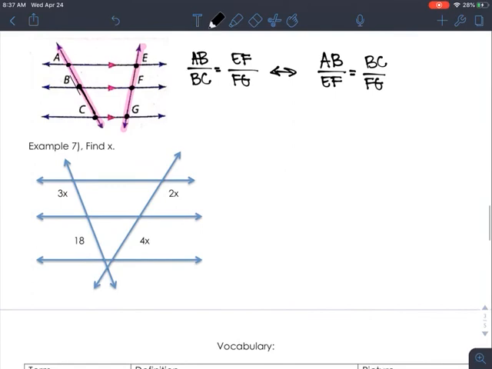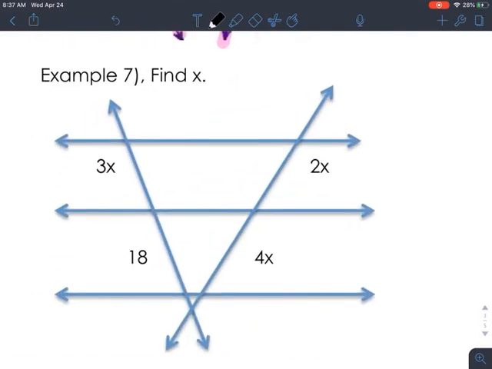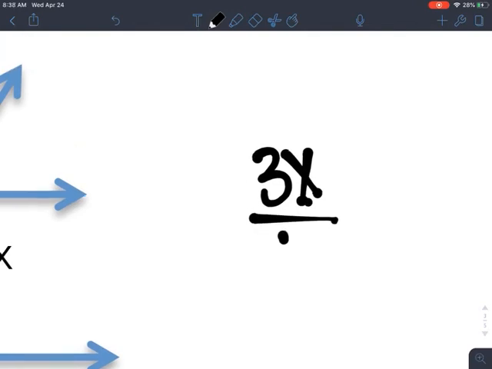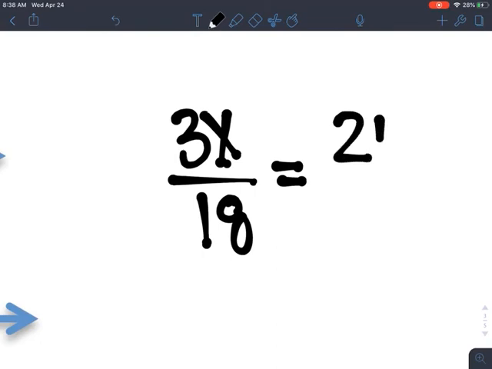So example 7 then says to find x. All right, before we start, I have to tell you first that these lines are parallel. If we didn't have that we couldn't do anything, okay? And so what I'm going to set up here then is I know that these segments of 3x and 2x and 18 and 4x are proportional. And so I'm going to do 3x is to 18 as 2x is to 4x.